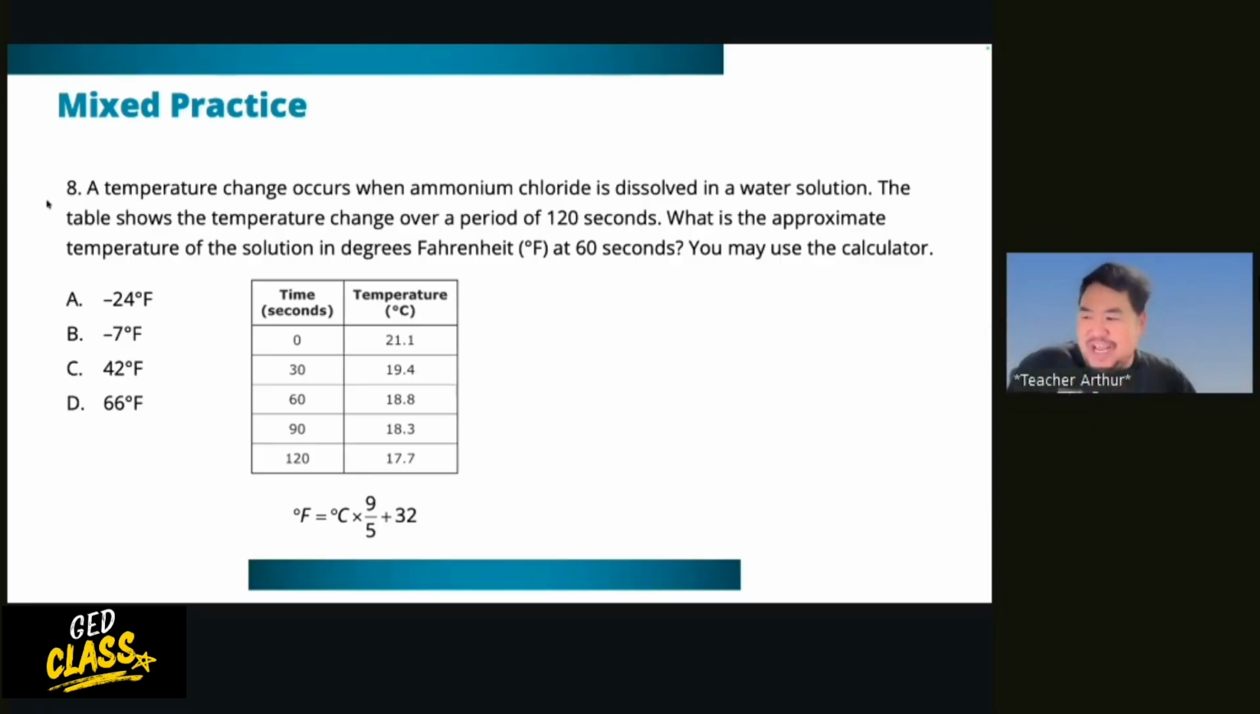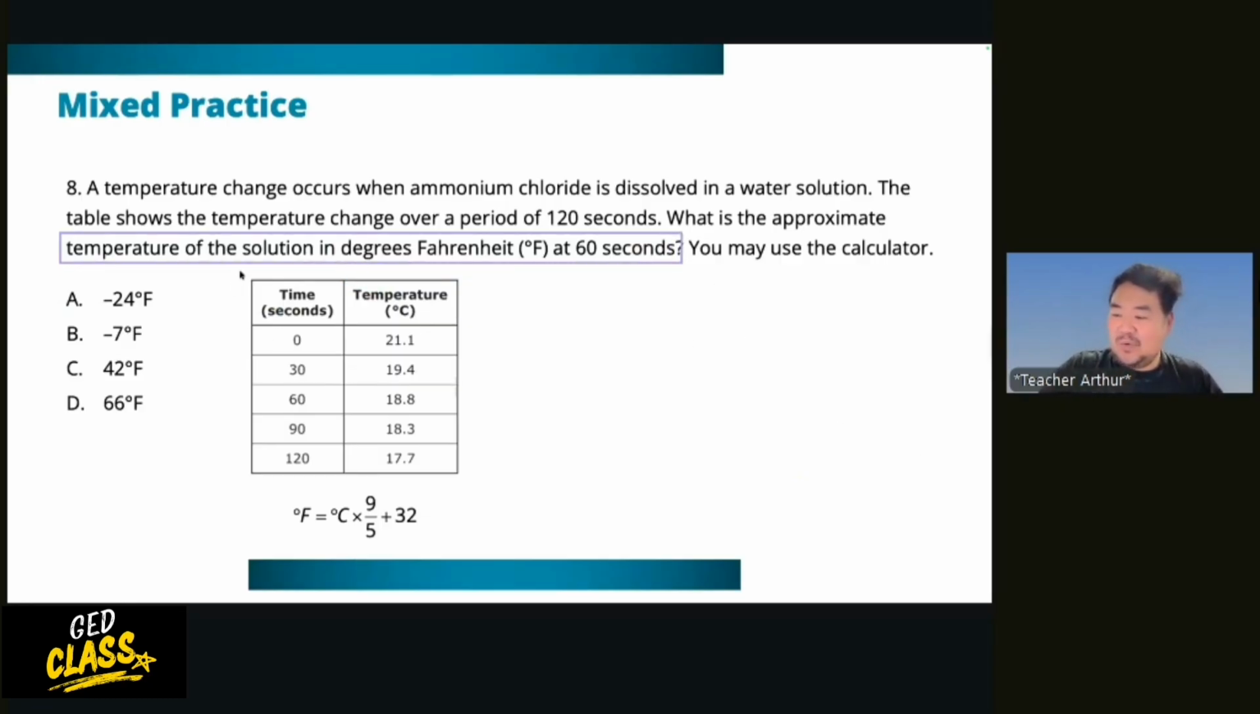A temperature change occurs when ammonium chloride is dissolved in a water solution. The table shows the temperature change over a period of 120 seconds. What is the approximate temperature of the solution in degrees Fahrenheit at 60 seconds? You may use the calculator. And by the way, when it says you may use the calculator, you should use the calculator. All right, so what's the question asking for here? The temperature of the solution at 60 seconds in degrees Fahrenheit.